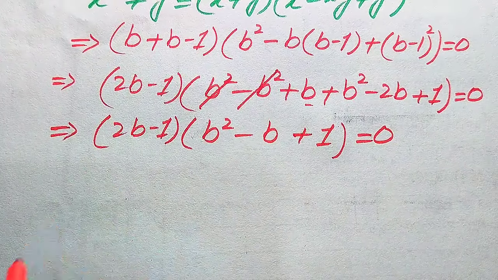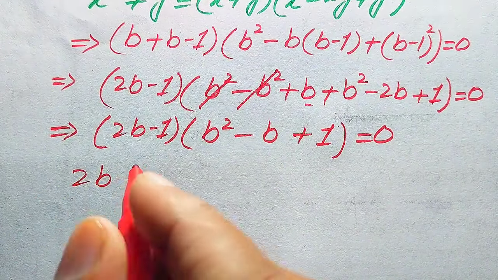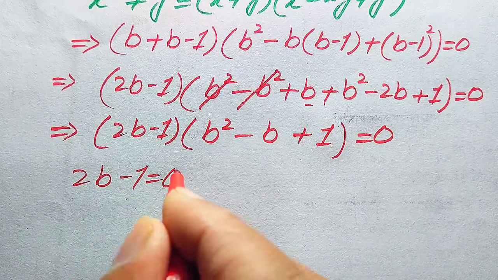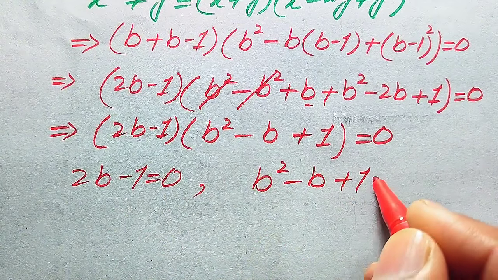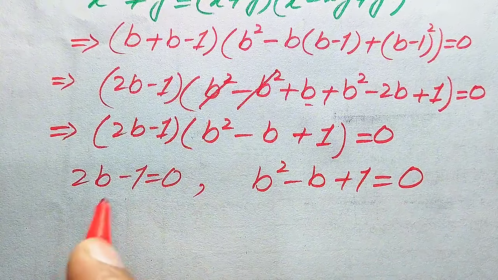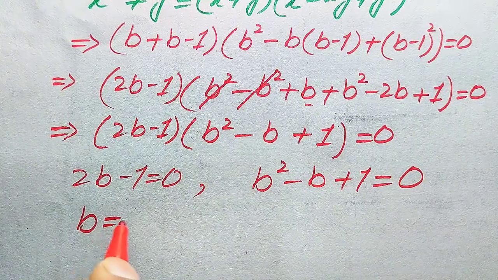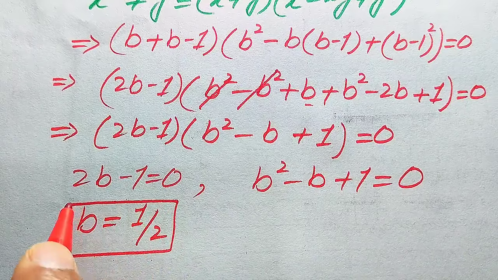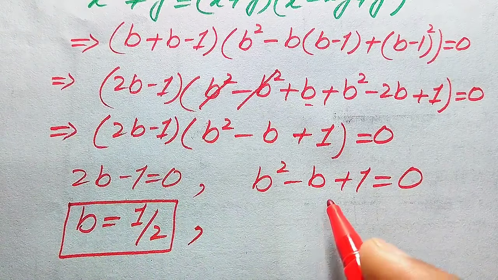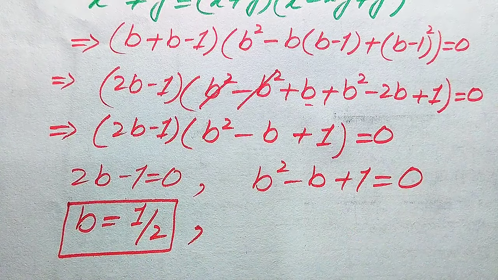And now we divide this equation into two cases. The first case is we write 2b minus 1 equals 0, and the second case is we write b squared minus b plus 1 equals 0. So from here we easily get the value of b equals 1 over 2. So this is the fourth root of the given equation.